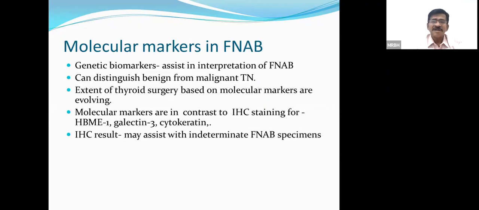This is a new addition for assessment of thyroid nodules. These genetic biomarkers assist in interpretation of FNAB. It can distinguish benign from malignant thyroid nodules. And extent of thyroid surgery may be decided based on the molecular markers. And these are evolving. Molecular markers are in contrast to IHC staining for HBME-1, galectin-3, and cytokeratin. IHC results may assist with indeterminate FNAB specimens. Next.